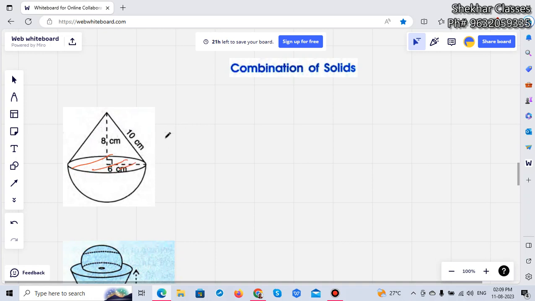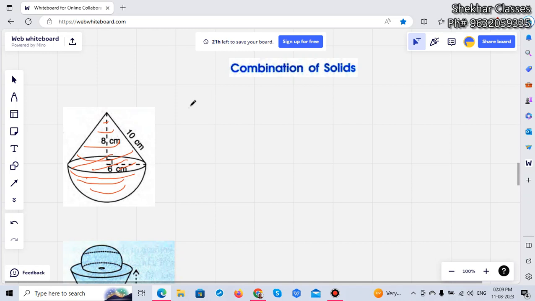So if they ask you to find the total surface area, you can see what is visible to you. If it is a solid material, then the only thing you can see is the outer curved surface area of the hemisphere and the outer curved surface area of this cone. You can't see the flat surface area at all. It is not visible. So you have to imagine in your mind what is being seen. That area has to be found out. So we have to find the curved surface area of the hemisphere and the curved surface area of the cone.